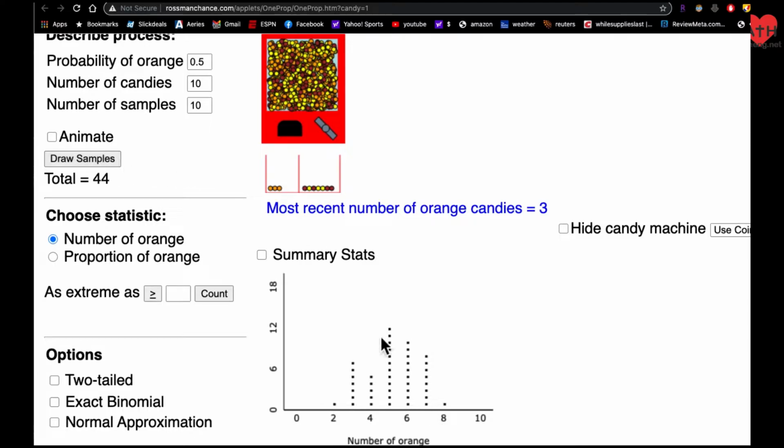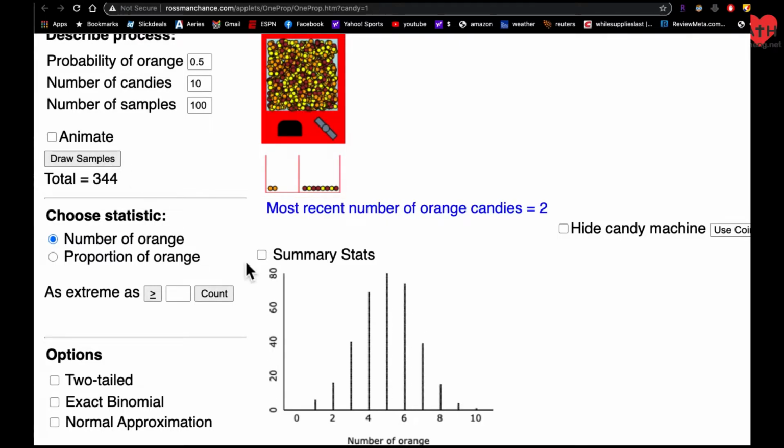10 more. Okay, let's go crazy. Let's do 100 turns. It's going to add 100 dots. Whoa. Look at that. So many dots, it's going to look like that. Take another 100. Do you see that?